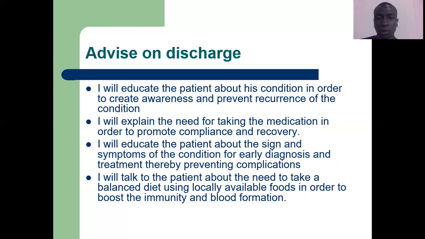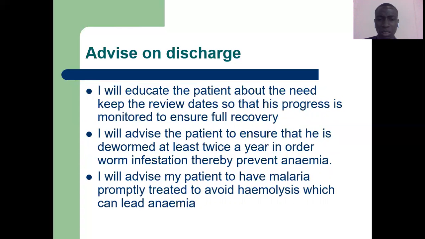Explain the need for taking the medication in order to promote compliance and recovery. Teach the patient about the signs and symptoms of the condition for early diagnosis and treatment. They need a balanced diet of locally available food to boost the immune system. Educate the patient about the need to keep the review date, as progress is monitored. Also advise the patient to deworm twice a year in order to avoid worm infestation, thereby preventing anemia.